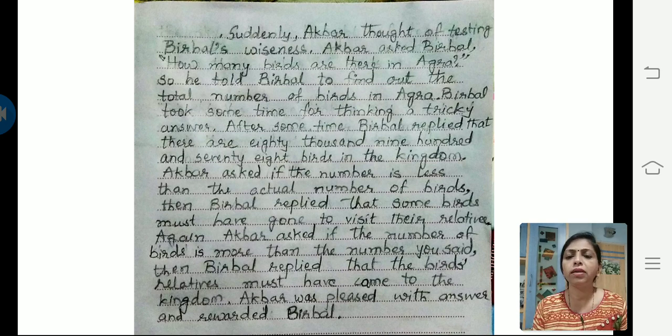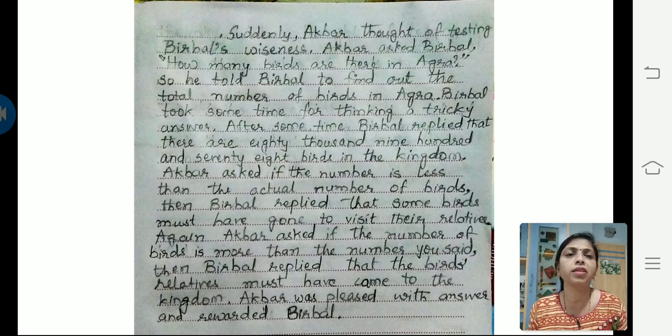Now then Akbar asks if the number of birds is more, Birbal answers that the birds' relatives must have come to the kingdom. So again I have added the sentence. Again Akbar asked if the number of birds is more than the number you said, then Birbal replied that birds' relatives must have come to the kingdom. Here also I have used again asked, replied, said, came. These are all past tense words. Whole sentence I have created in past tense.